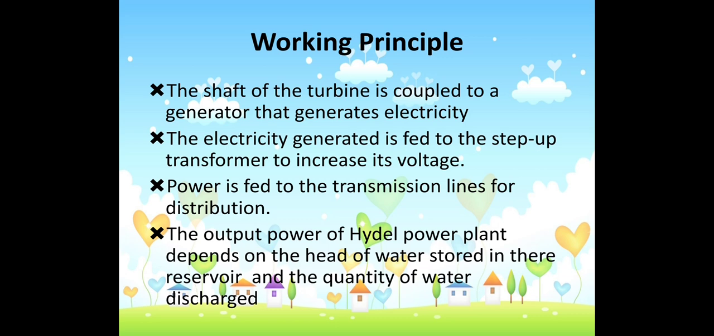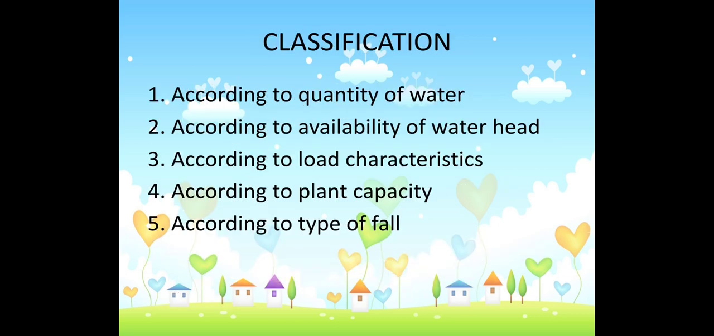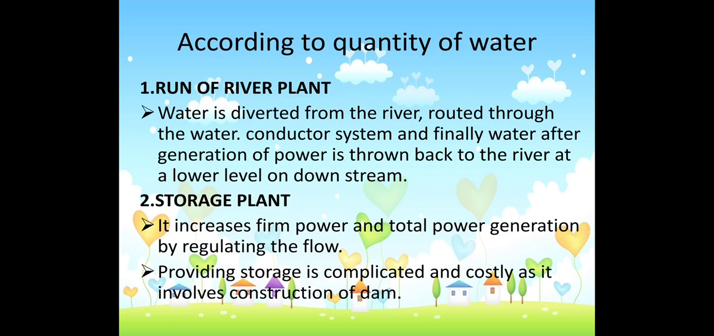And the quantity of water discharged. And then we discuss the classification. According to the availability of water head, it's low head or medium head. According to the load characteristics, according to the plant capacity, and then according to the types of the fall. According to the quantity of water.